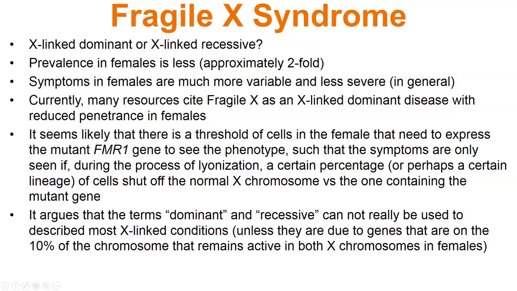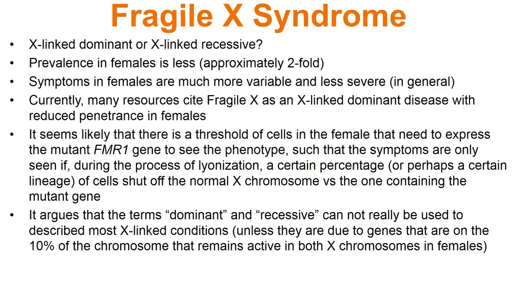I think there's a certain threshold of cells. When this process of X inactivation occurs early in the development of a female, how much of which X chromosome gets shut off is going to determine whether or not that female shows the symptoms of Fragile X. I don't know exactly what that threshold is, and the prevalence tells me it's probably somewhere around 50%. Or it could be that it depends on a certain lineage of cells, whether the X in the cell that lineage is derived from gets shut off. I could see that happening as well, but it's in all likelihood one of those two things.